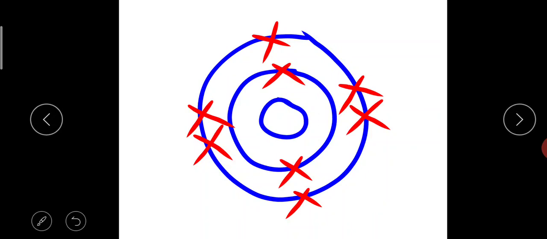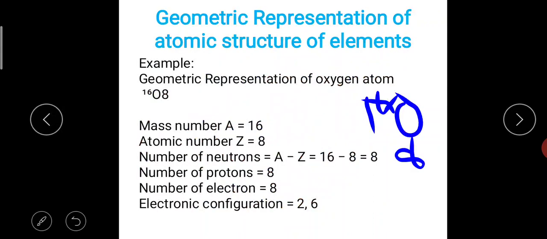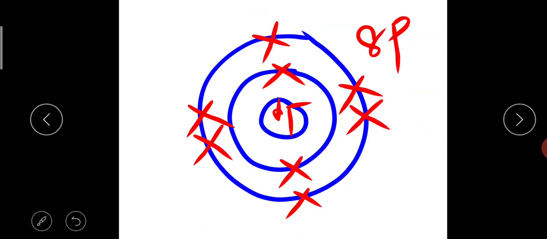So how many protons are we having? 8 protons. I cannot write here properly. Okay, so you have to write 8 protons in the center, followed by how many neutrons you are having. How will you find the neutrons? Mass number minus atomic number, we calculated here. The number of neutrons is 8. So 8 neutrons should be written at the center.